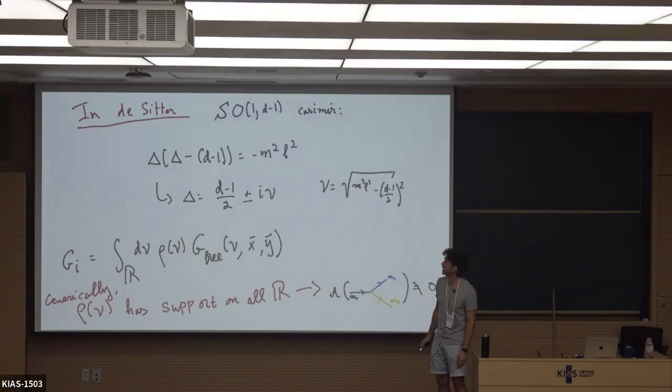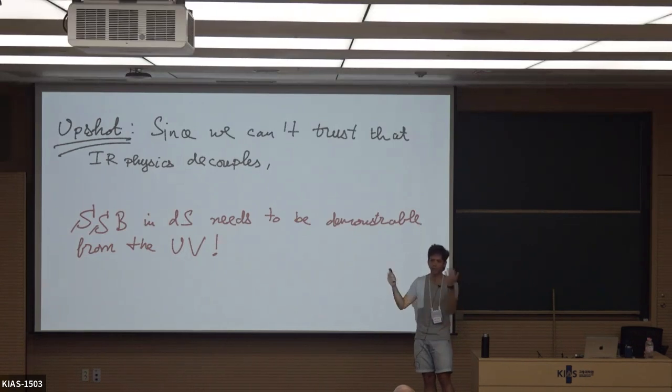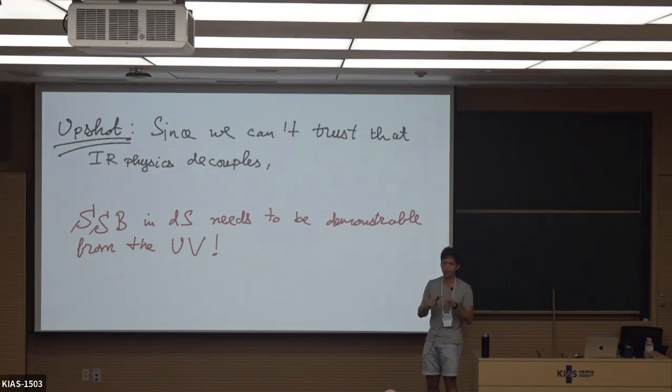Okay. So that's the argument. So the upshot is that we can't really trust that IR physics decouples. So if we're going to show that spontaneous symmetry breaking happens in de Sitter, we have to do it from the full UV theory without making any simplifying assumptions that we can integrate out states and work in the IR phase of the theory. Okay? We have to work in a full UV theory and come to the same conclusion. Okay? Is everybody in agreement?